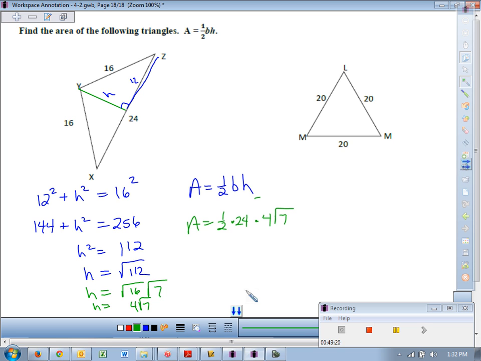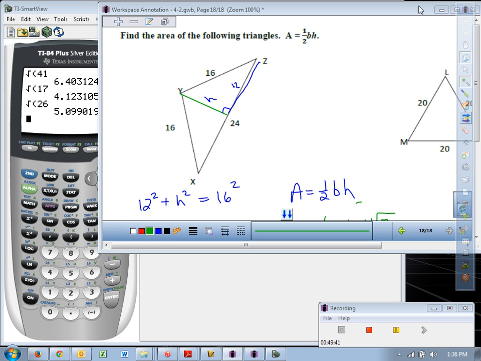And here's how you roll. You can multiply numbers with numbers and radicals with radicals. These are all numbers. 1/2, 24, and 4 are all numbers. Do you know what half of 24 is? It's 12. Then take it times 4 also. What's 12 times 4? It's 48. And the radical just comes along for the ride.